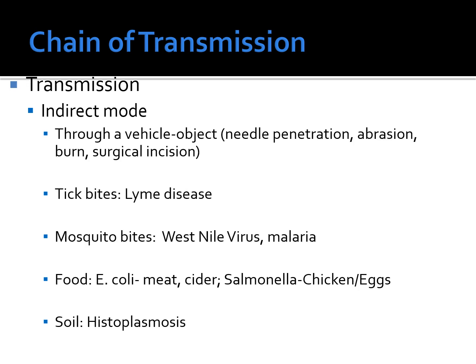The indirect mode of transmission doesn't deal with human contact. Rather, it's contact through another vehicle, object, or organism. In this particular case, we could see organisms being transferred through tick bites, mosquito bites, food, or soil. Again, this indirect mode of transmission doesn't deal with human-to-human contact, rather it deals with contact through some other vehicle.